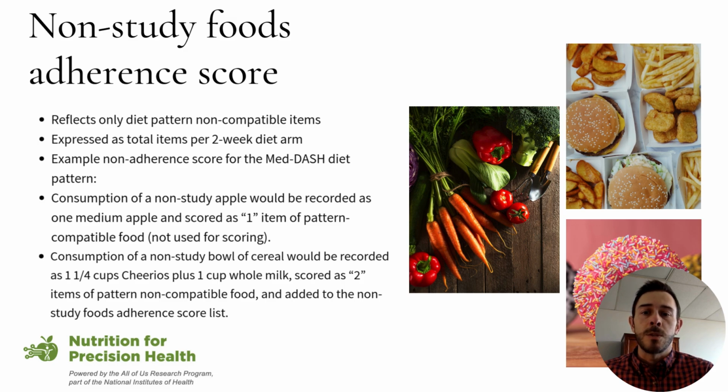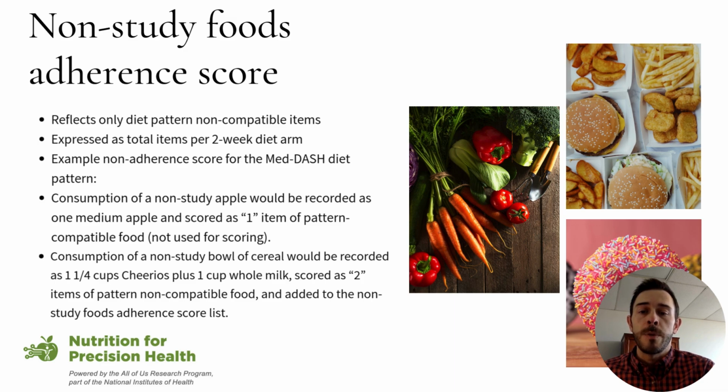This is expressed as the total items over the 2-week diet period. And here you see an example on the slide for the Med-Dash diet, what a non-adherent or adherent food could look like. For the first example, if a participant reported eating a non-study provided apple, this would be recorded as one medium apple, which represents one item of that food, but this is pattern compatible, so this would not figure into the adherence score for this participant.